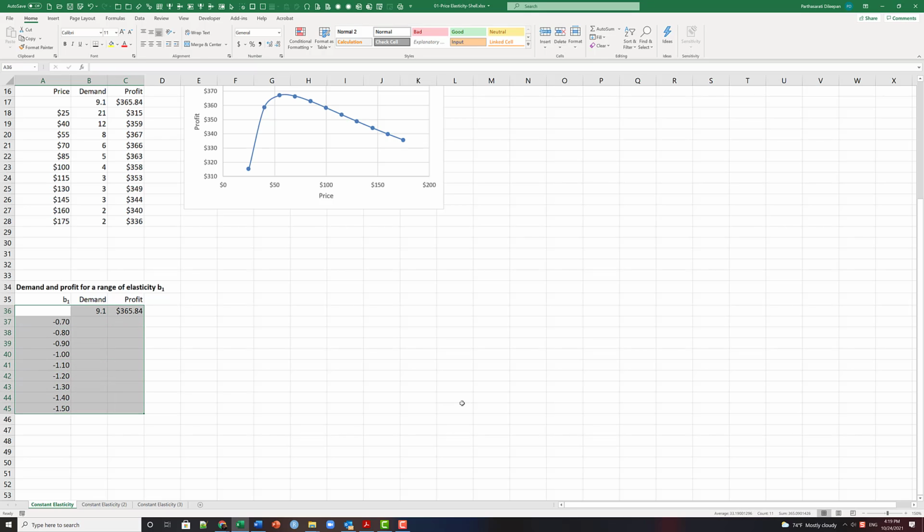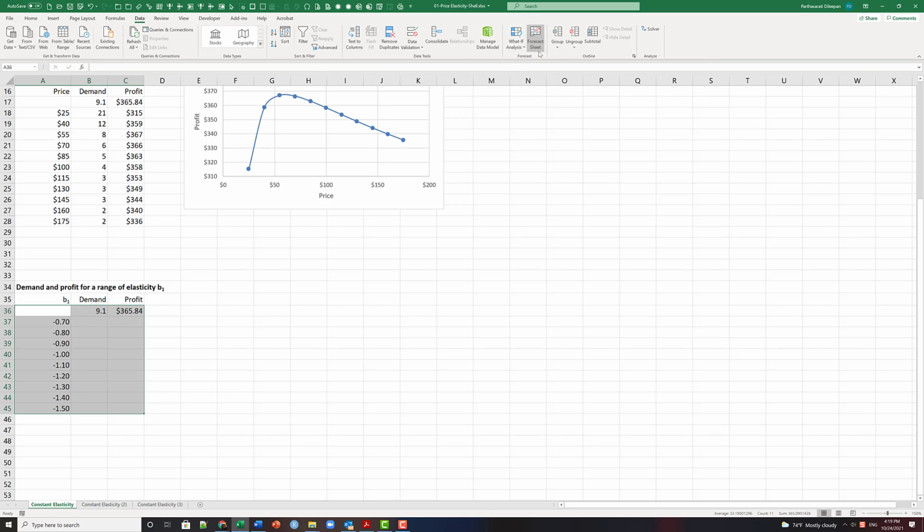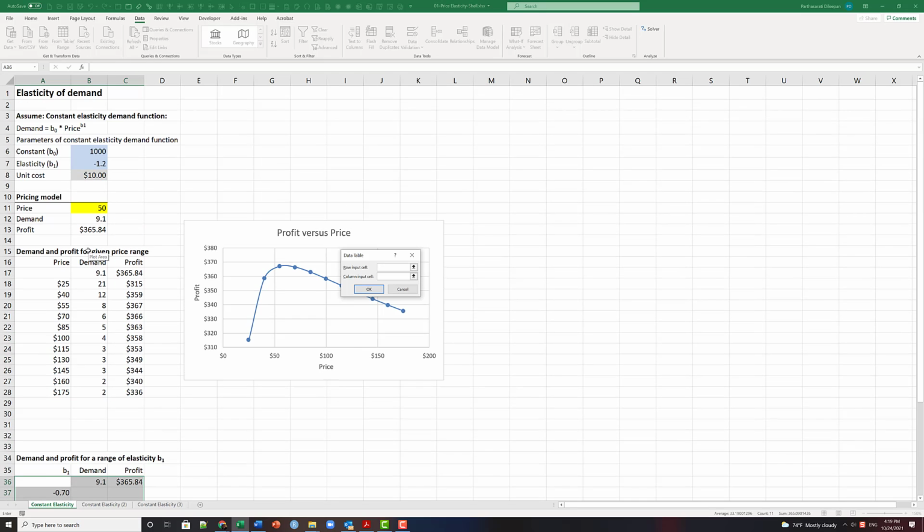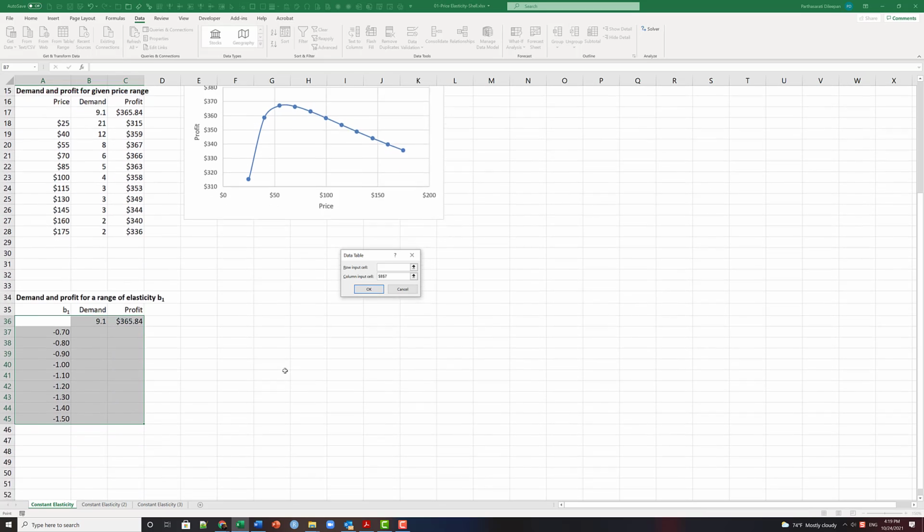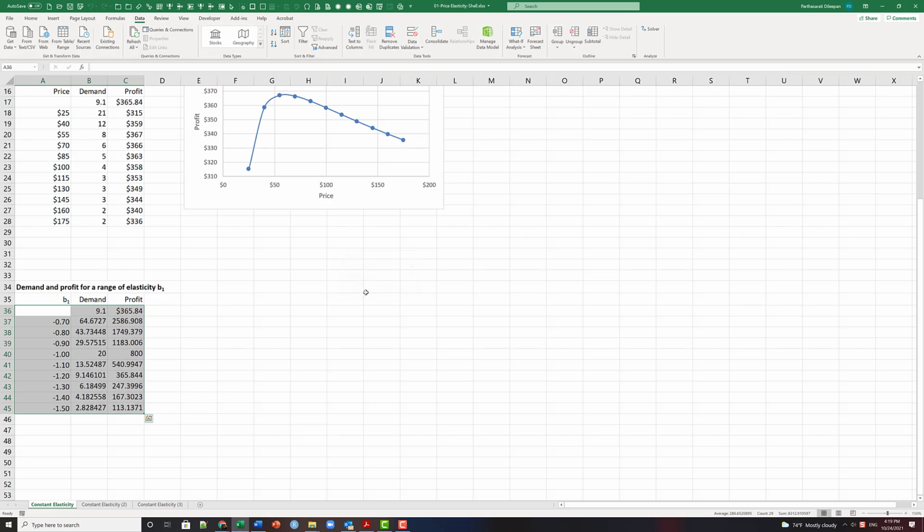Now highlight the entire template, the structure, and then data table. Now once again, the input is in a column, so we have to select column input cell, and then it should go here to elasticity, and click OK, and we get the output.